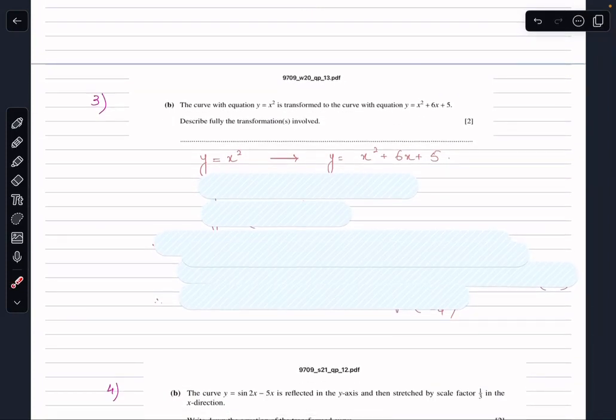This question is taken from winter year 20, variant 3, and the question says that the curve y equals x squared is transformed to the curve with equation y equals x squared plus 6x plus 5. So y equals x squared is getting transformed to y equals x squared plus 6x plus 5. Describe fully the transformations involved. So here they are asking about the transformations that are involved.